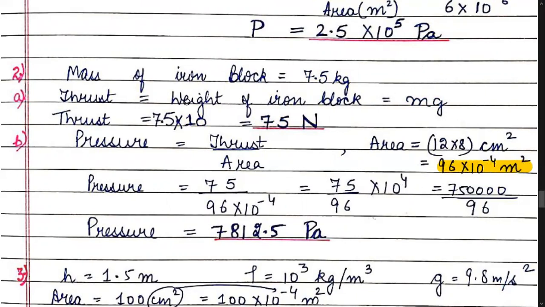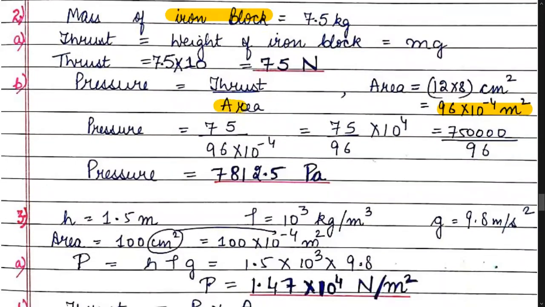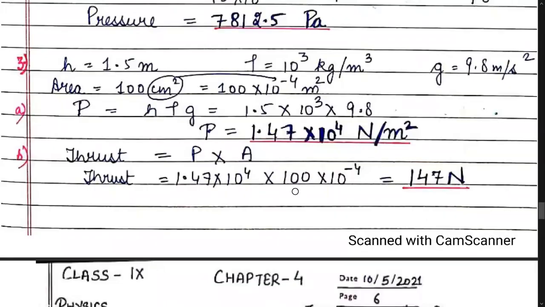Now children, we have done that iron block. See, iron block is solid. Only the base part will apply pressure. Thus, we are taking the area of only base. And question number 3, here we are provided with height of a column, density of water, and g. We have to find pressure and thrust.